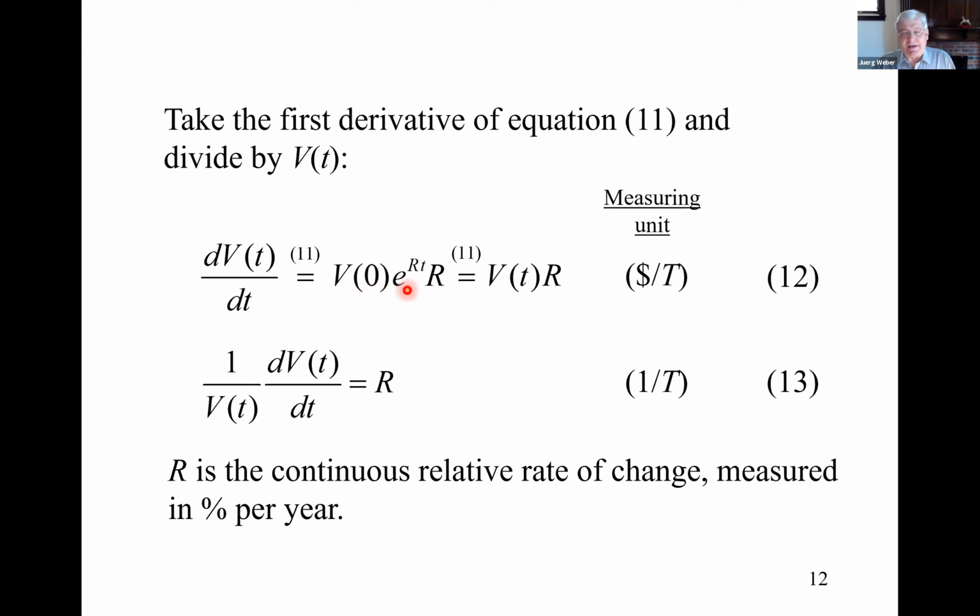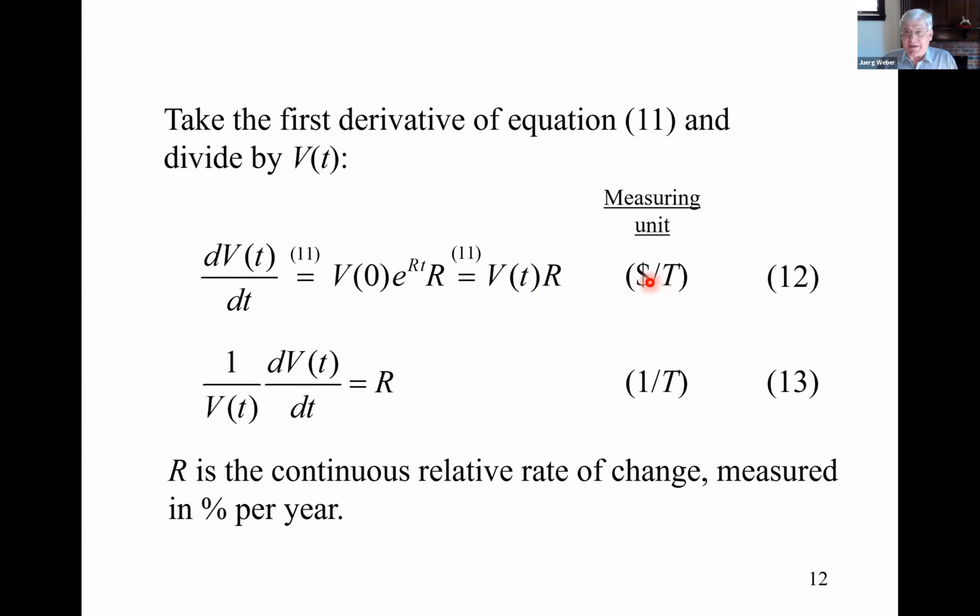Now we can simplify this expression here. V0 times e^(RT), according to equation 11, is just Vt. So we can use equation 11 again, and so we get this simplified expression. What expression 12 shows is the absolute growth rate of the value of our investment, Vt. It's expressed in dollars per time period. So it's the absolute growth rate.